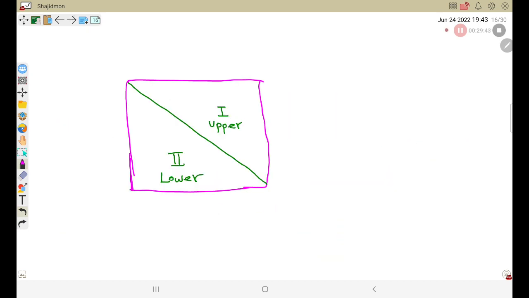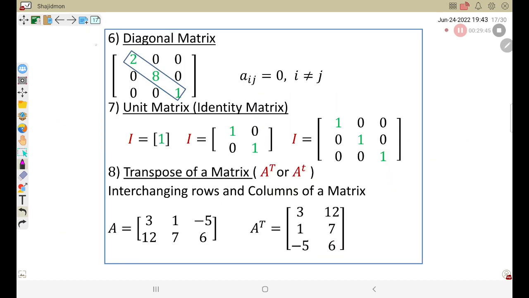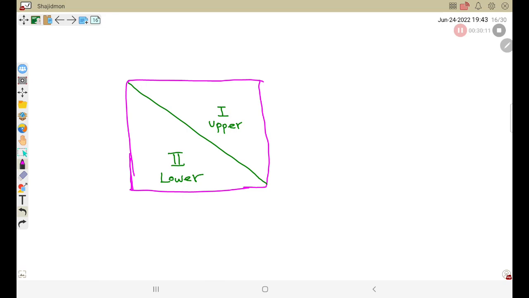Now, see another classification, which we can study together: the diagonal matrix. What is the meaning of diagonal matrix? Down three numbers 0 means we are calling upper triangular, correct? Up three numbers 0 means we are calling lower triangular. So if up numbers are 0 and down numbers are 0, only the diagonal has numbers. This type of matrix we are calling diagonal matrix.